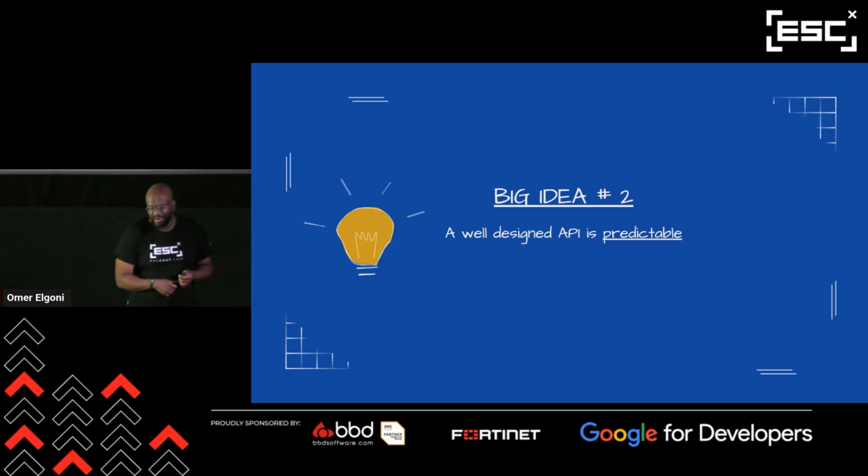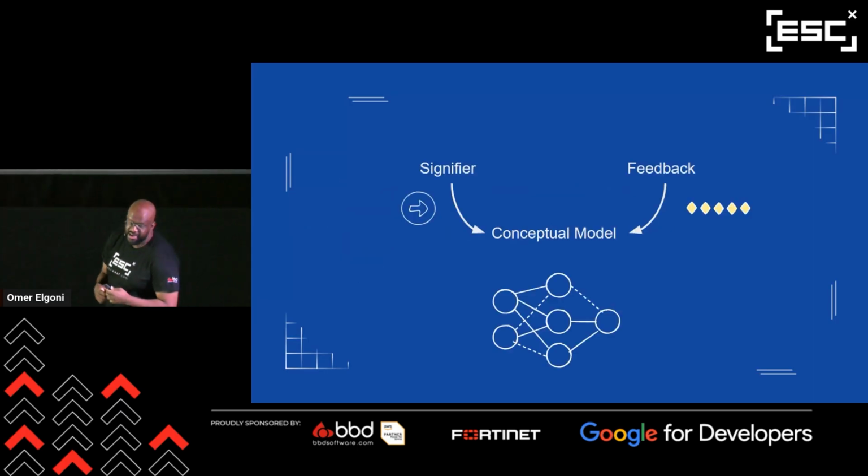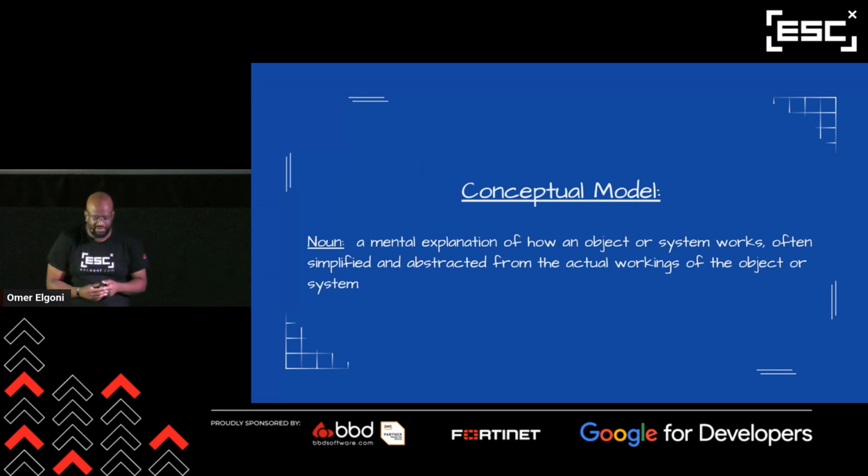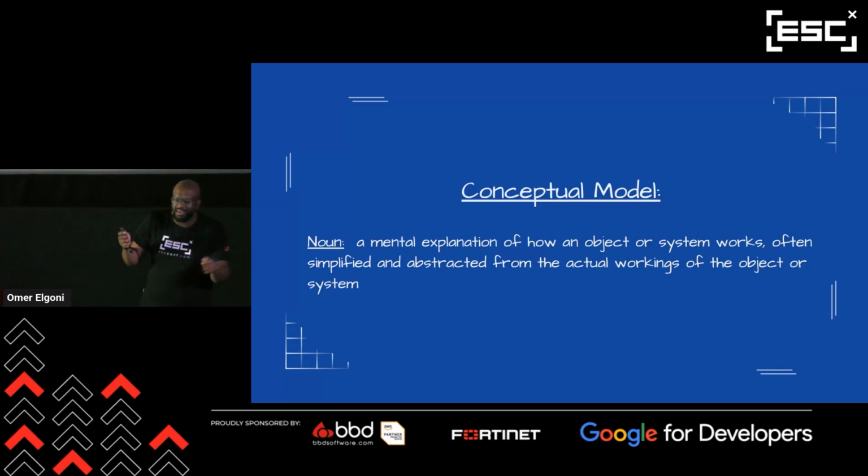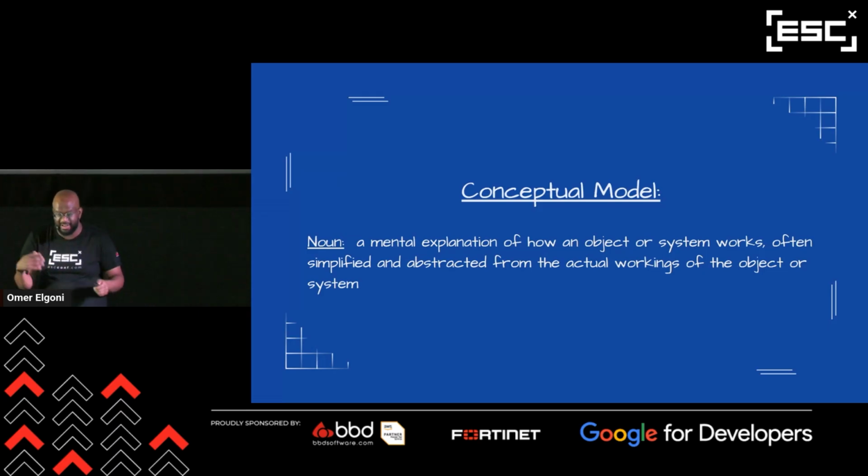I'm going to bring up one more definition from the book, and that is the idea of a conceptual model. So users use their observation about your tool or system or API in this case, mainly through the signifiers and the feedback they receive while using it, to build something called a conceptual model. To give you the formal definition of it, it's just a mental explanation of how the object or system works. You build up an idea in your mind of, if I put in A, I will get out B. If I put in C, I will get out an error. And it's often simplified or abstracted from the actual workings of the object or system.